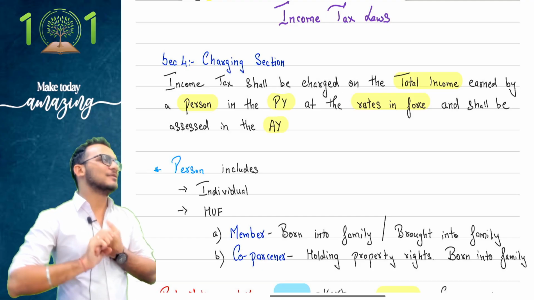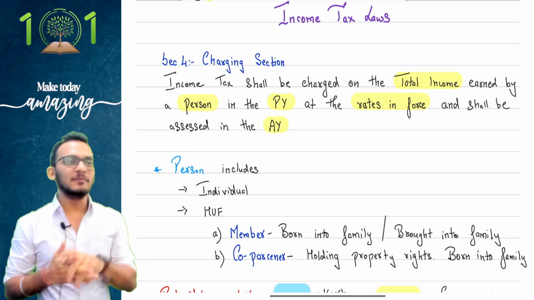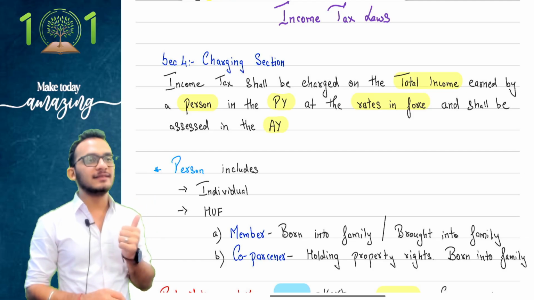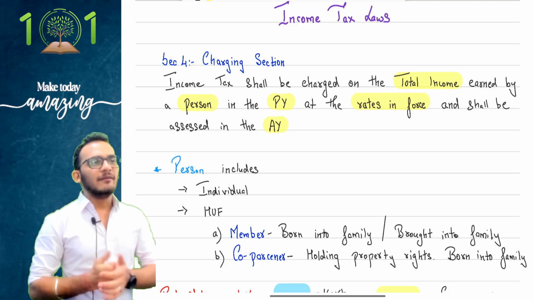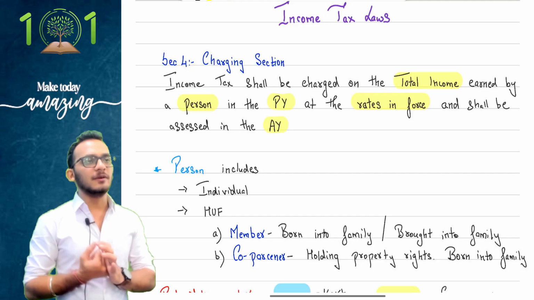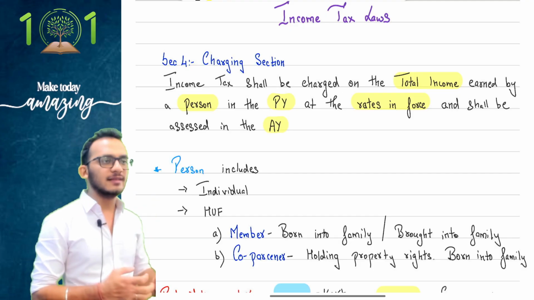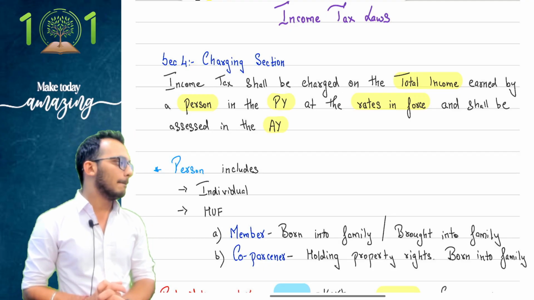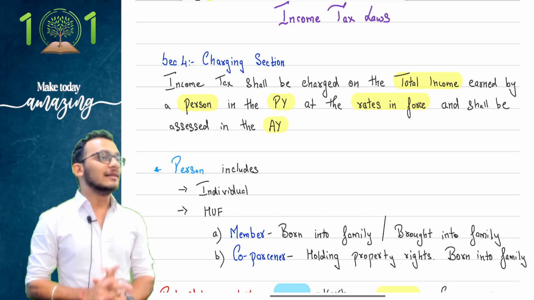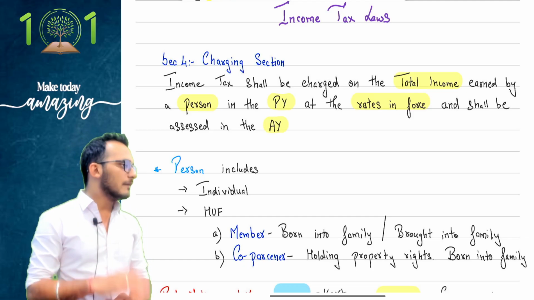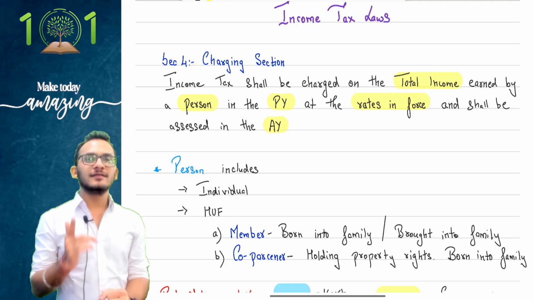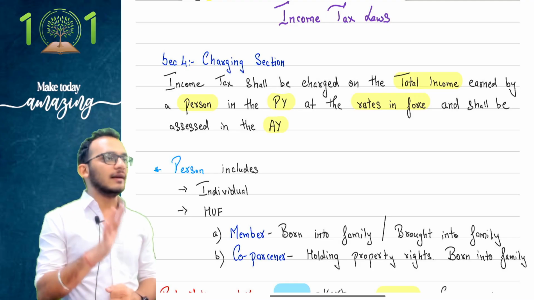So if I have to conclude on what a person is: person is basically individuals, HUF, firms, companies, AOPs, BOIs, local authorities, AJPs. An individual is basically a person with a sixth sense. A human being with a sixth sense is called an individual. We don't take into scope any animals. We don't take any robots into scope. Children are individuals as well. Whether children will pay tax or not is a different discussion. When we go to the chapter called clubbing of income, I will discuss that. But yes, children are individuals as well.